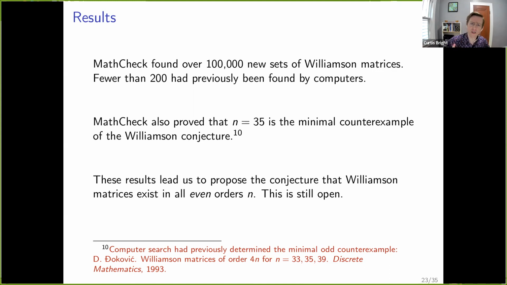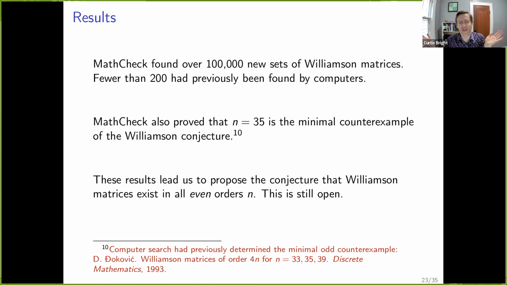Okay, and so we also disproved the Williamson conjecture. It was already known to be false. There was a search done which showed this counterexample, 35. We showed this was the minimal counterexample, the smallest order for which Williamson matrices don't exist, and then proposed a new conjecture, which is that Williamson matrices might exist in all even orders. As far as I know, this is still open, and I hope one day that we can resolve this. I hope to live to see that.